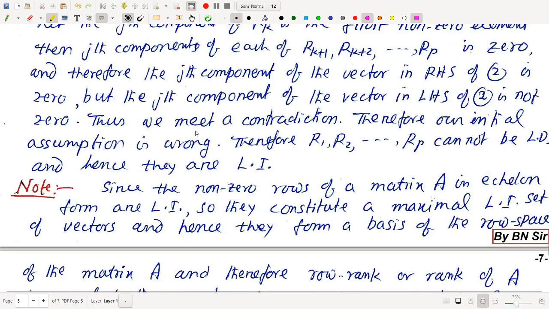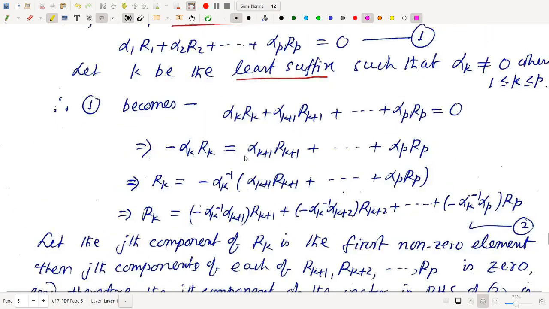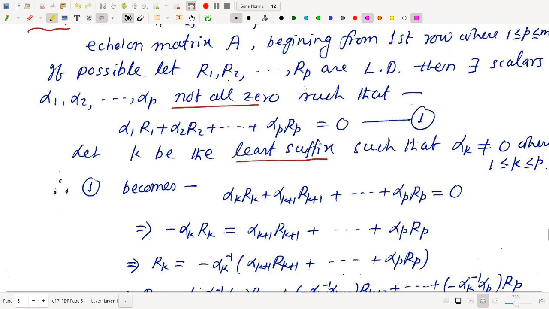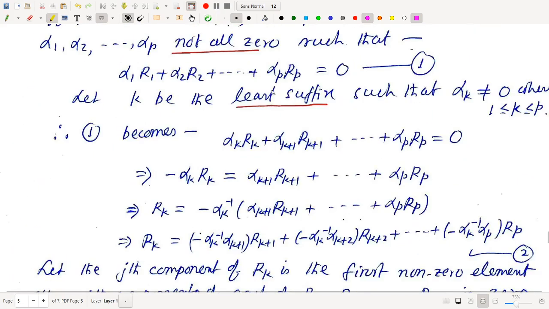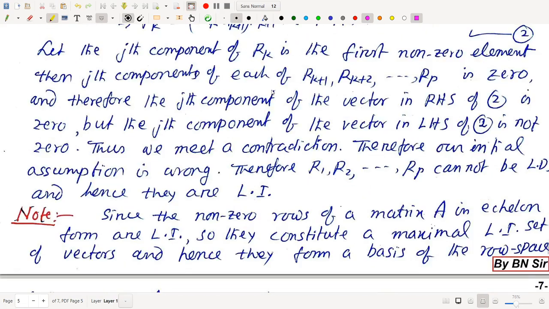So we meet a contradiction, because the jth component of the left side is non-zero but the jth component of the right side is 0. Therefore our initial assumption is wrong. We had assumed, if possible, that alpha 1, alpha 2, r1, r2 dot rp are LD. This is wrong, so they cannot be LD. Therefore r1, r2 dot rp cannot be LD, and hence they are linearly independent, LI. So the non-zero rows of an echelon matrix are linearly independent, all the non-zero rows.